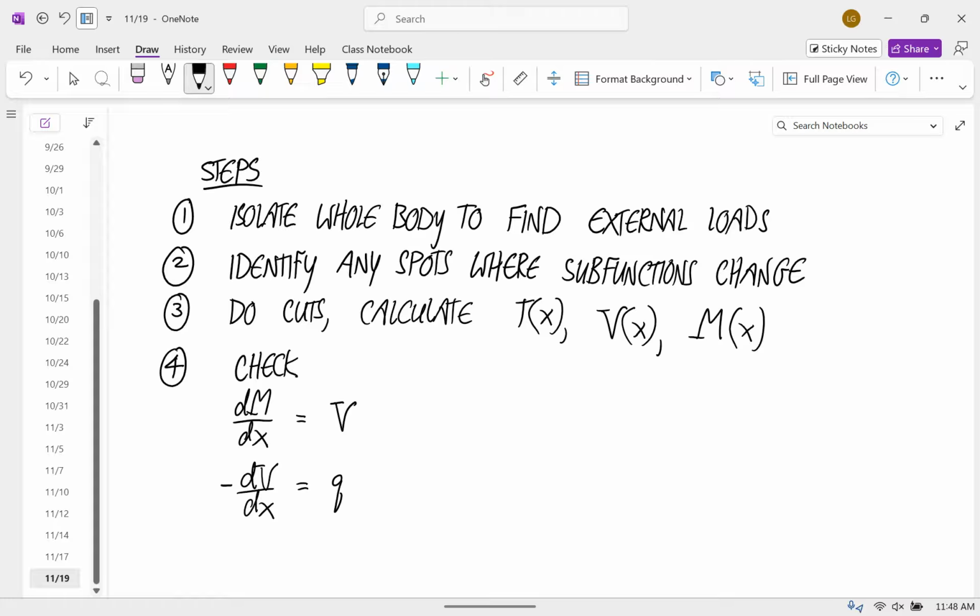Anybody have any other questions right now? Okay, that's it. So I'll assign a problem or two with uniform distributed loads, and then on Friday I'll go into some other functions, other q functions.